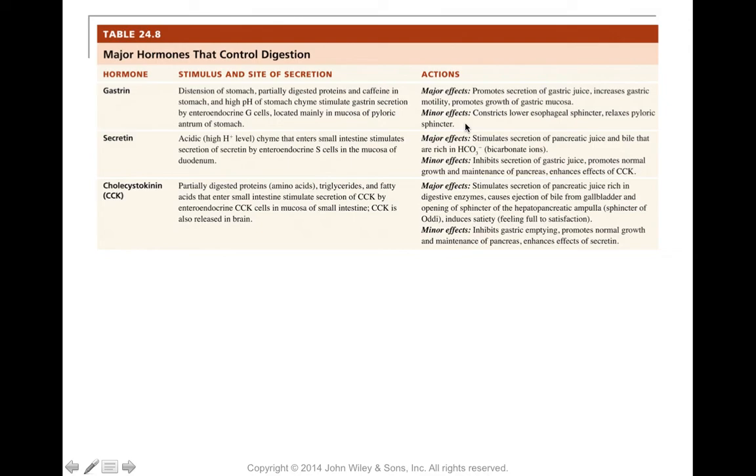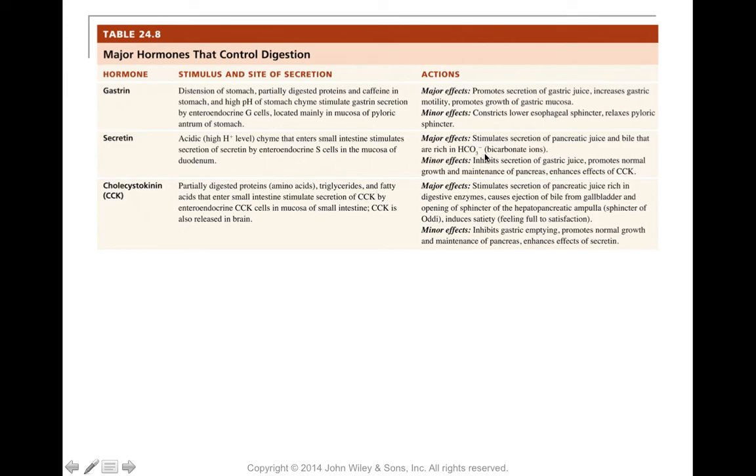into the small intestines. Another hormone we'll talk about is secretin, which is stimulated by acidic chyme entering the small intestines. So when the small intestines first receive the food from the stomach, it's very acidic. And so that's going to induce the secretion of secretin. And that's also going to happen by enteroendocrine cells. But in this case, it's going to be in the mucosa of the duodenum, so not in the stomach itself.